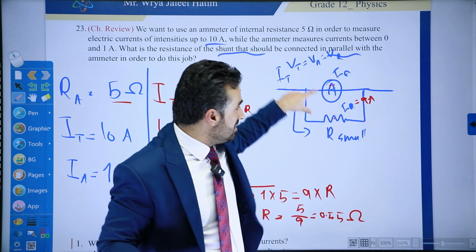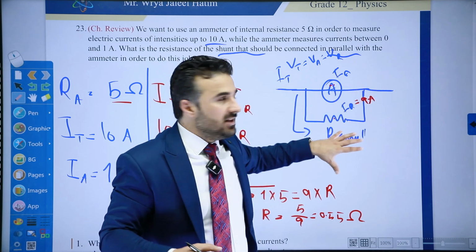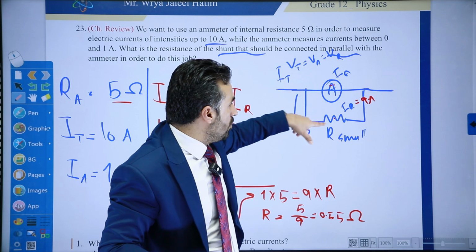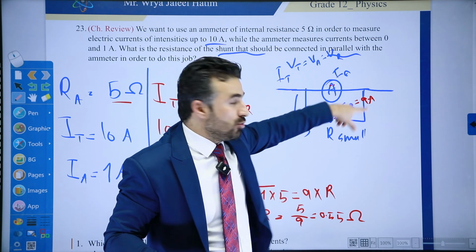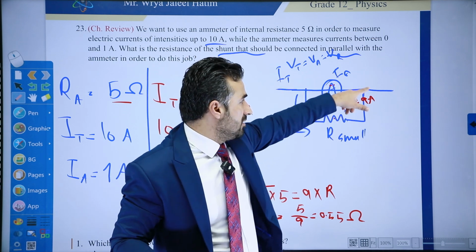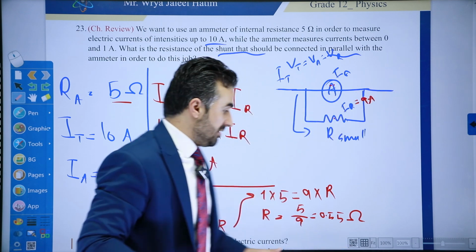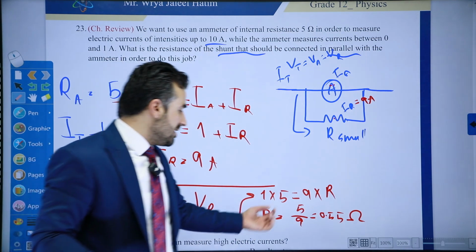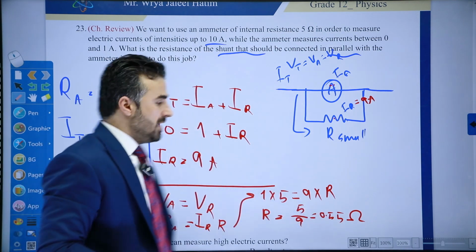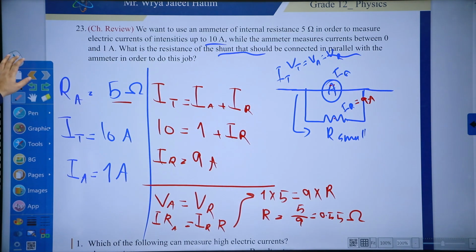So, of course, the resistance through this loop is way less than this one here. So, that is why most of the current will be drawn or will be allowed to pass through this loop and, of course, make it to the other side. And this is what we call a shunt resistor. So, of course, the resistance of the shunt resistor is about 0.55.